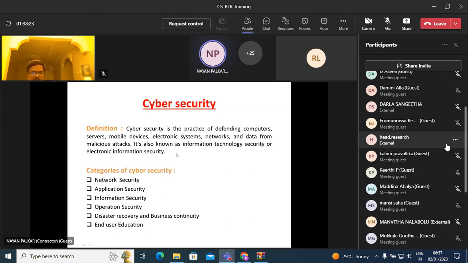Then we will see the categories of cybersecurity. The first one is network security, then application security, then information security, then operation security, then disaster recovery and business continuity, and end user education. Network security tells us about the number of devices which are connected in the network.